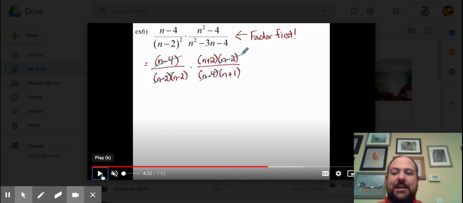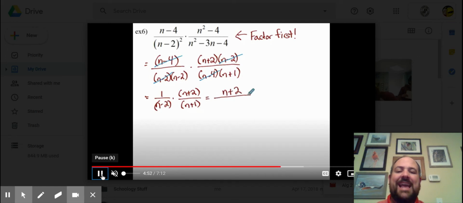But that first fraction, I cannot get rid of the n minus 2 in the denominator. So what I'm going to be left with in this case is 1 over n minus 2 times the quantity of n plus 2 over n plus 1. And now I'm going to multiply those two fractions together. In the top of the fraction, we're going to have n plus 2. And in the denominator, I'm going to leave it as n minus 2 times n plus 1.